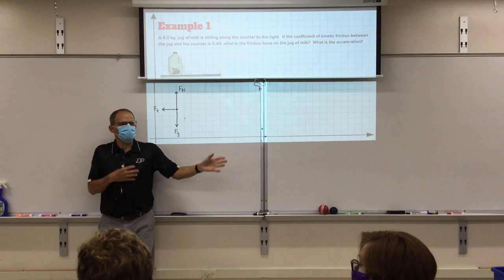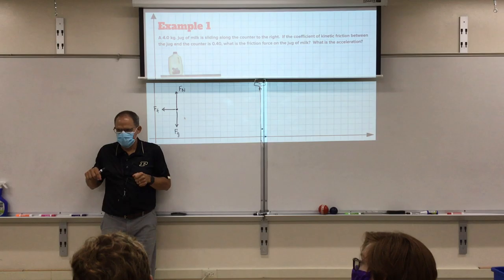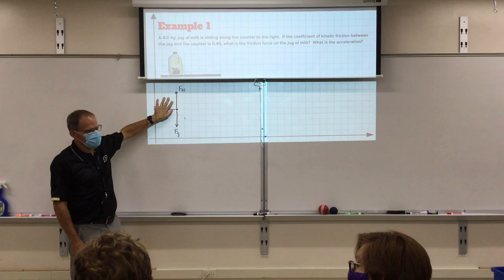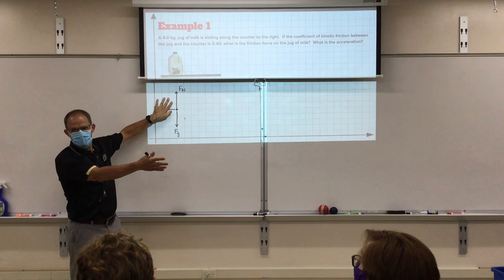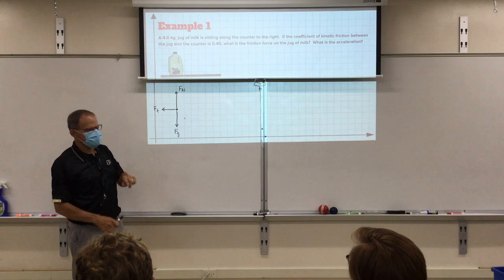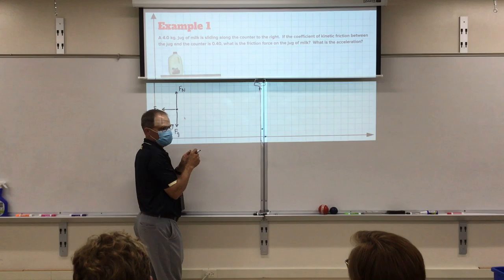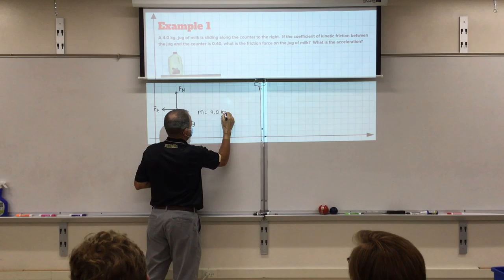This is the single most common mistake in this unit. People want to put a force on to the right. It's moving that way. Doesn't it have a force? Well, it needed a force to get it moving, but once it's moving, the milk jug is just sliding across the counter. Nobody's hands on it. There's no strings attached. It doesn't have a little rocket engine. It's just sliding across the counter. In fact, if there was no friction, if somebody greased the counter, it would keep sliding forever, right? You don't need a force to keep something moving. Inertia does that. So that's the free body diagram right there.